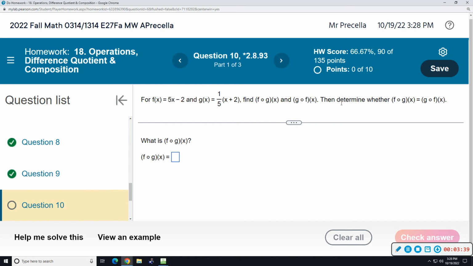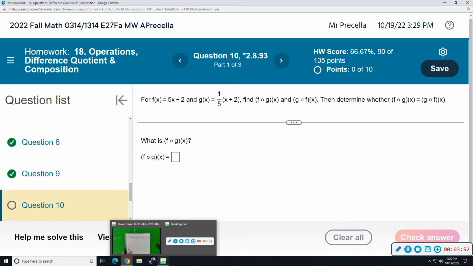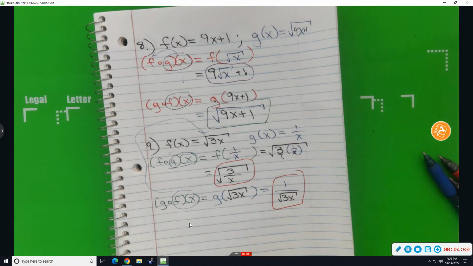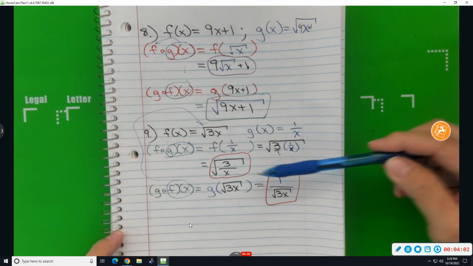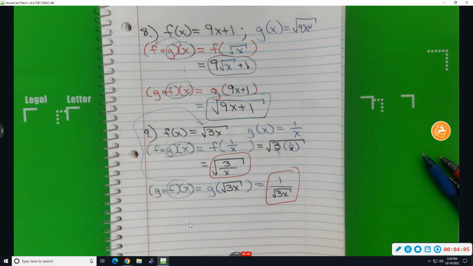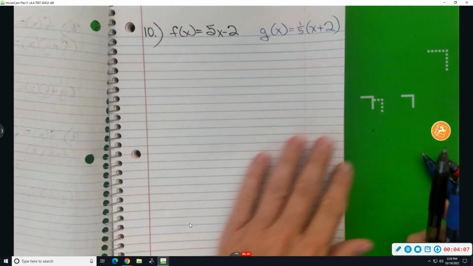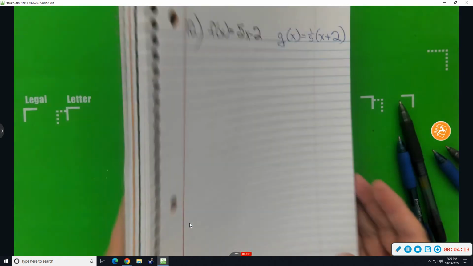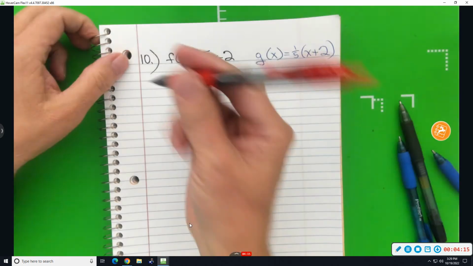Oh, and then they ask us this question. Determine whether f composed with g of x is equal to g composed with f of x. Well, under most circumstances, why are they even asking us that? We know that under normal circumstances, what's that answer going to be? Will f composed with g of x equal g composed with f of x? No, it usually doesn't. The mere fact that they're asking us this question makes me think maybe it will. Let's find out. We'll start off with f composed with g of x.